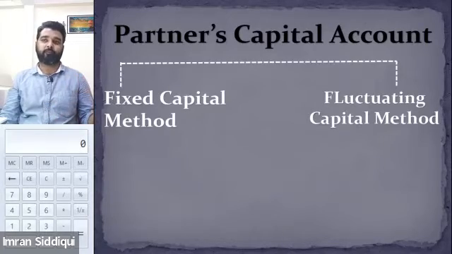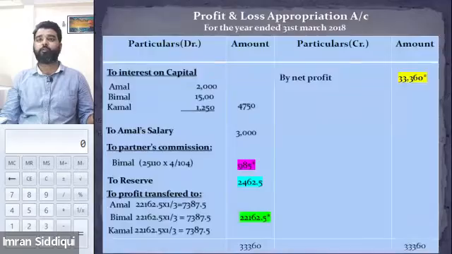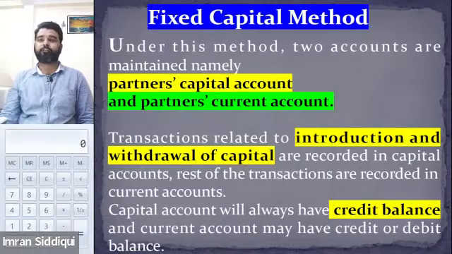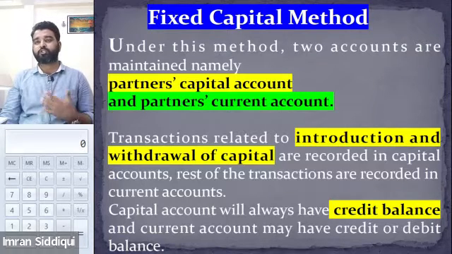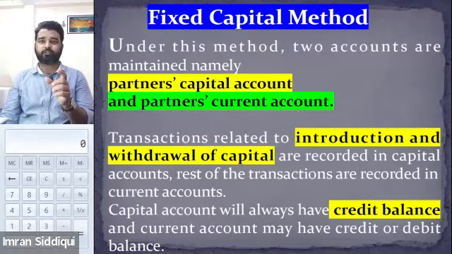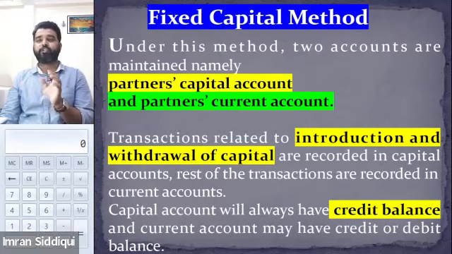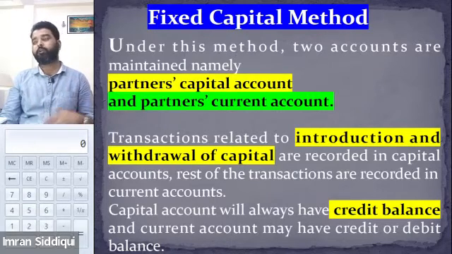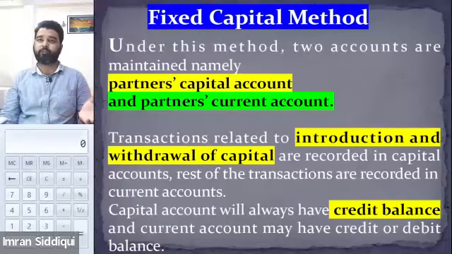As far as the fixed capital method is concerned, what do we do? We prepare two different accounts. First, to record the capital balance of the partner, and then to record the other transactions. One separate account will be prepared for recording all transactions which directly affect the capital balance of the partner. For example, the opening balance of the partner will be recorded separately. Any addition made to the capital by way of bank or cash will be recorded separately. Any drawings made out of capital will be recorded in a separate account, which is called partners capital account.